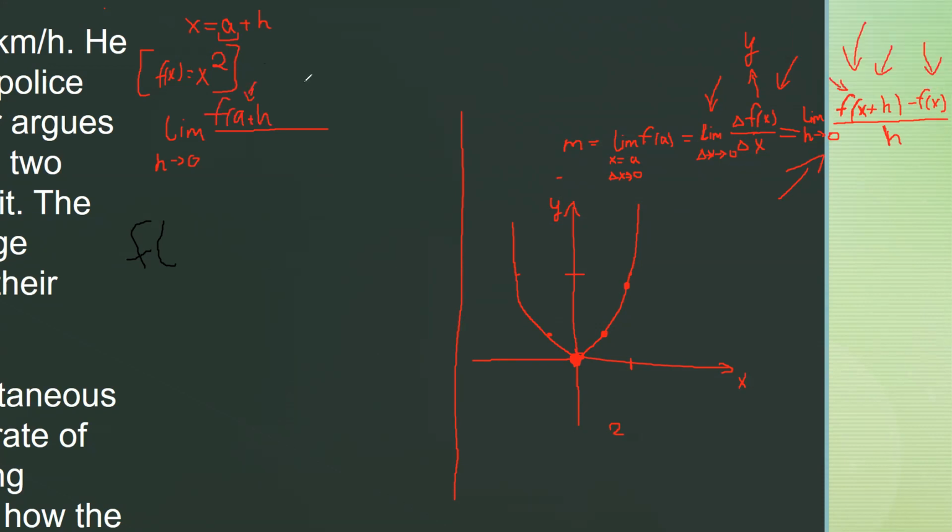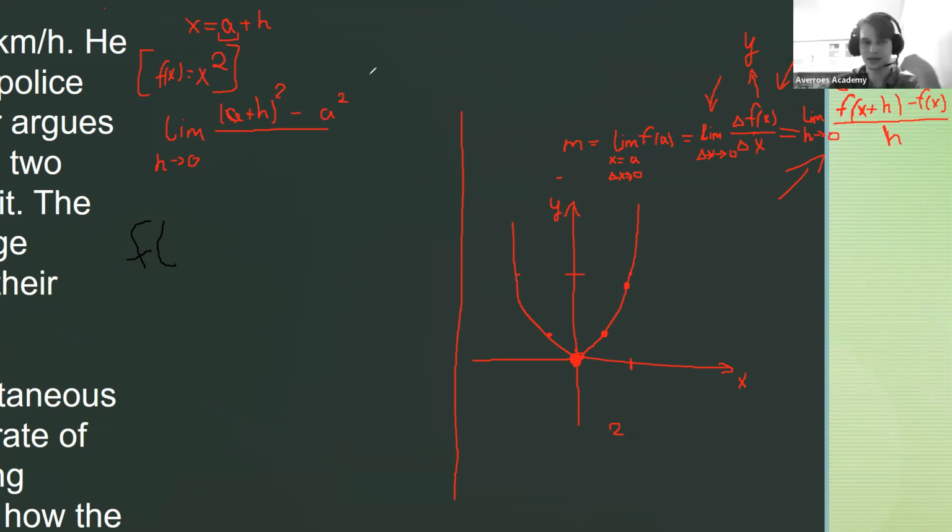You don't have to add the f though, right? You don't have to put the f as a? No, we wrote it in the previous step. The following step would be just to write a plus h squared, subtract a squared. And this a is some random x equals a, over h.